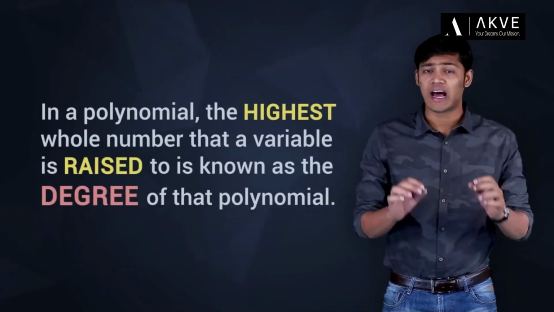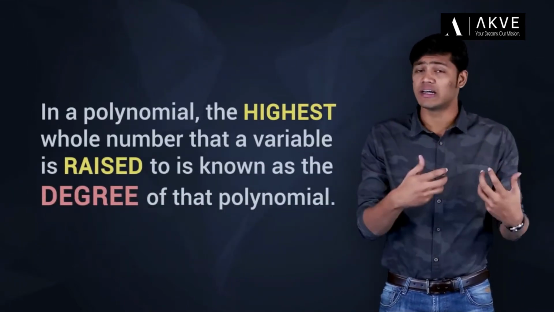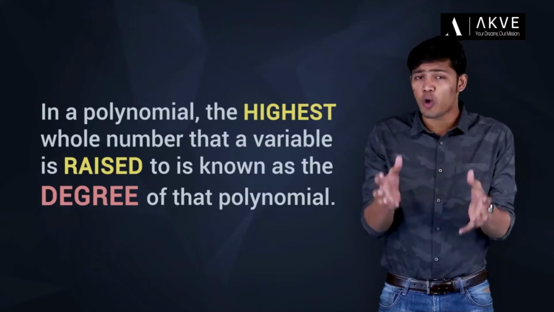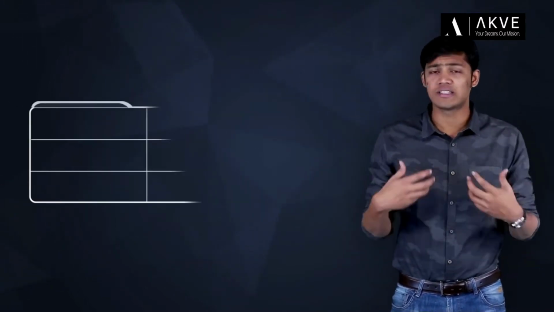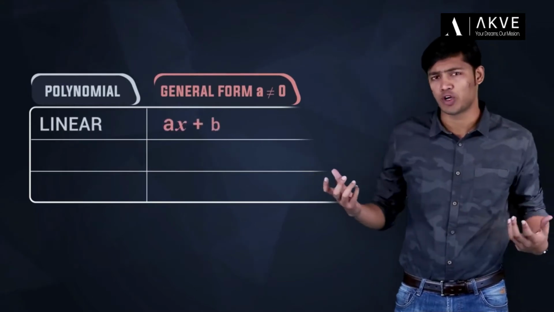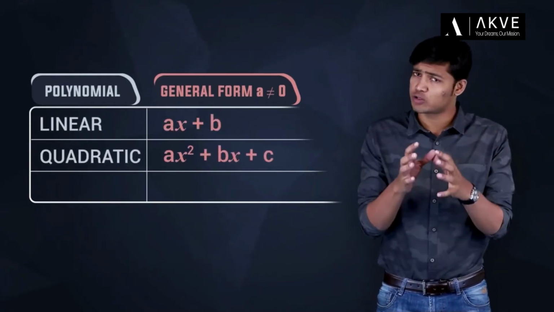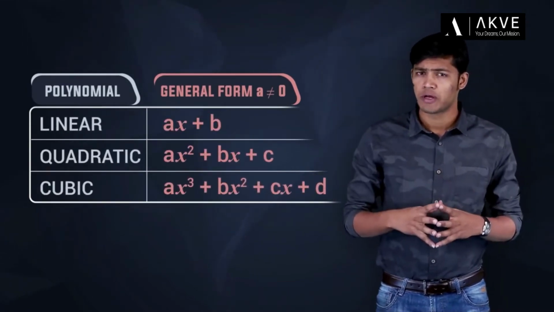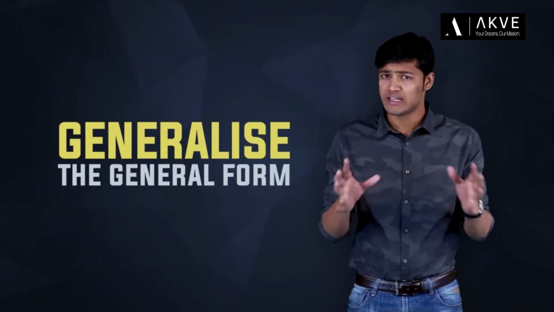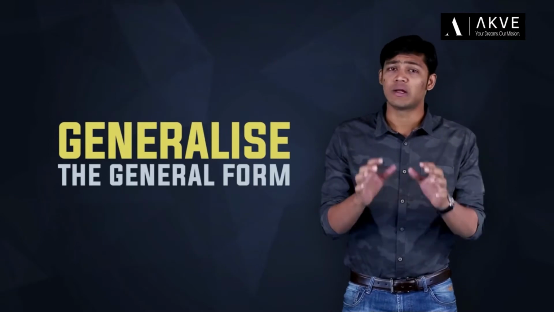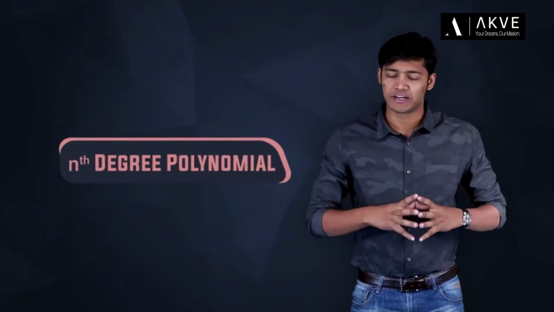Hello friends, in our last video we concluded that in a polynomial, the highest whole number that a variable is raised to is known as the degree of that polynomial. And we also saw the general forms of the linear polynomial, quadratic polynomial and also cubic polynomial. In this video, let us generalize the general form. That is, let us try to form the polynomial of nth degree.